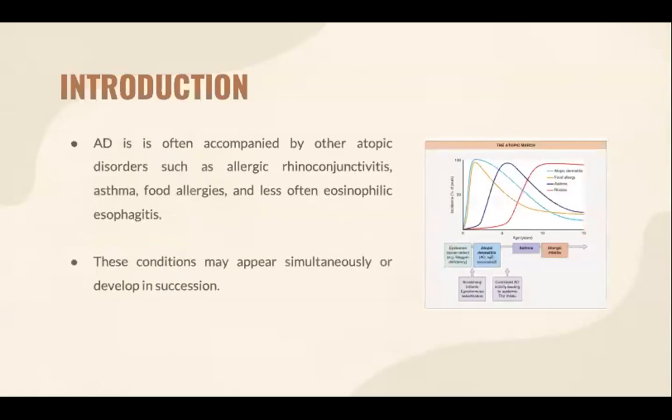So atopic dermatitis is one of the spectrum of atopy, so it's often accompanied by other atopic disorders, such as allergic rhinoconjunctivitis, asthma, food allergies, and less often esophagitis. These conditions may appear simultaneously or develop in succession. Atopic dermatitis and food allergy are most likely for infants and young children, while asthma favors older children and rhinoconjunctivitis predominates in adolescents. So this characteristic age-dependent sequence for atopic conditions is termed the atopic march.